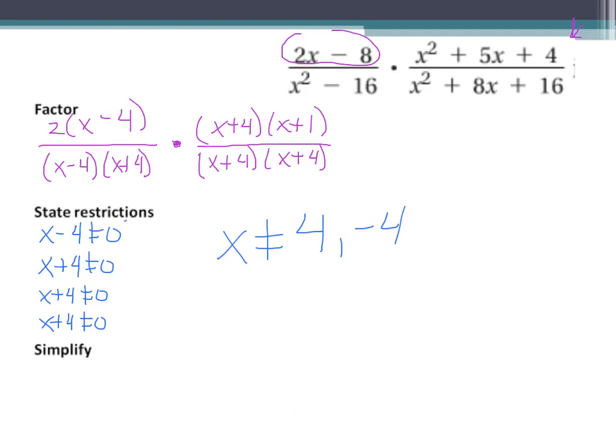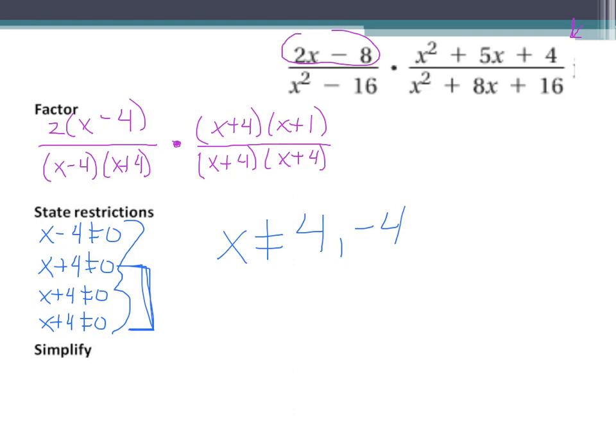Now you could write down all of the different equations on the bottom. However, you don't have to. I didn't have to write down a repeat of these three because I'm still going to get a negative 4 for all those three. So I just have to state that once.